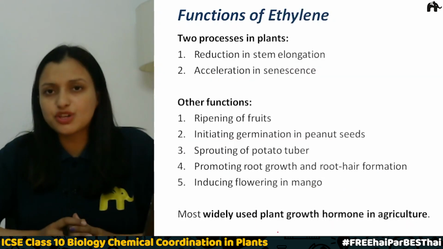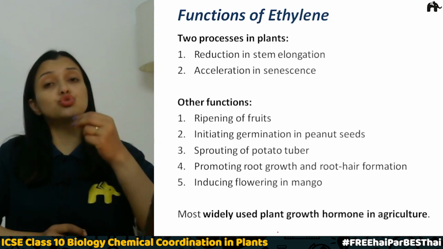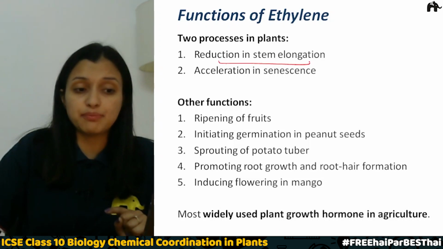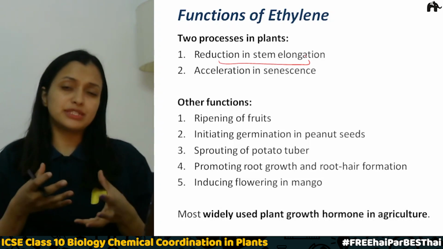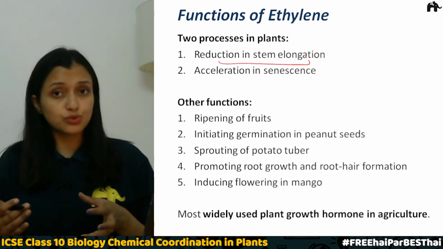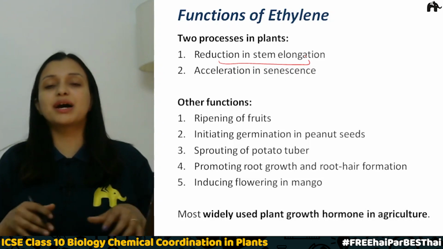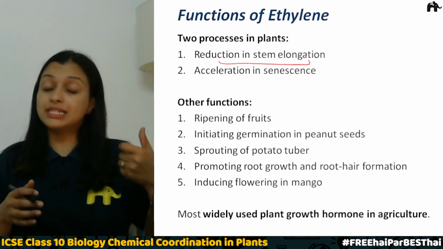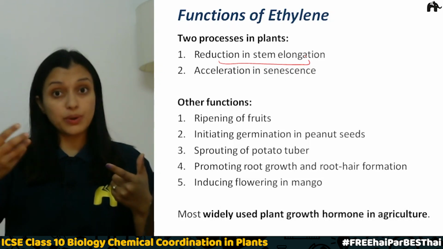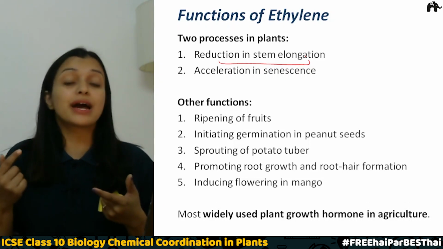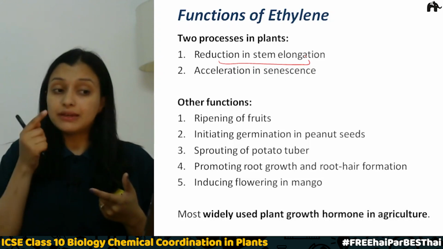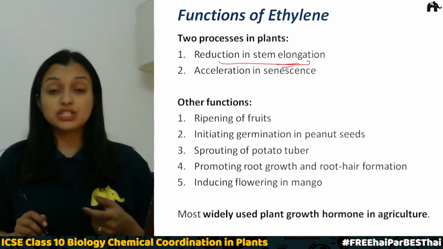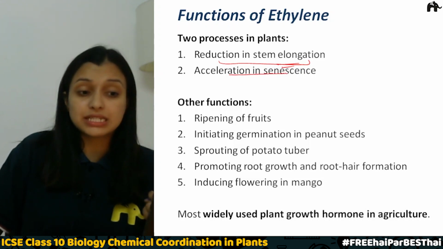So now the functions of ethylene. Ethylene causes 2 main processes in plants. The first one is reduction in stem elongation. So till now we have studied 3 hormones. This is the 4th one, and everywhere we were studying about the cell elongation or cell division, right? So auxin and gibberellins were linked to cell elongation, and cytokinin was linked to cell division. But now we have come to a hormone which reduces the stem elongation, and secondly which accelerates the senescence.